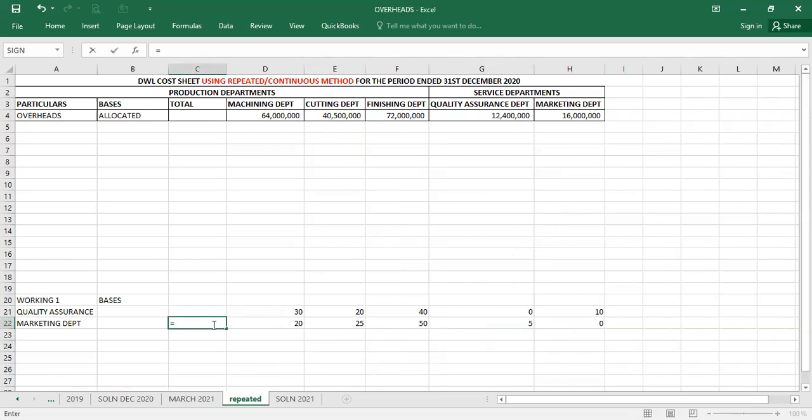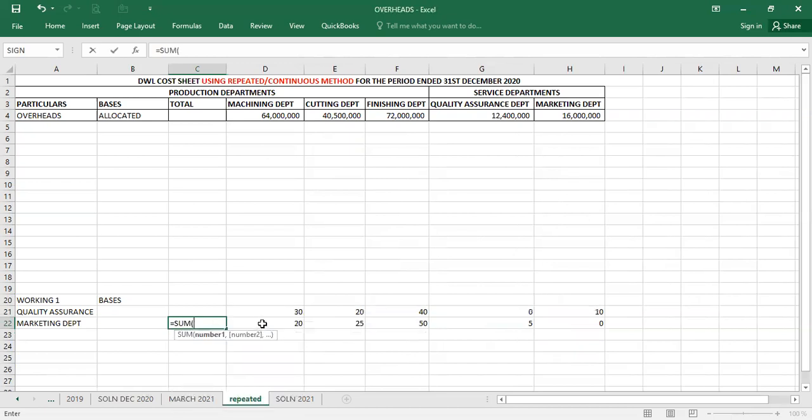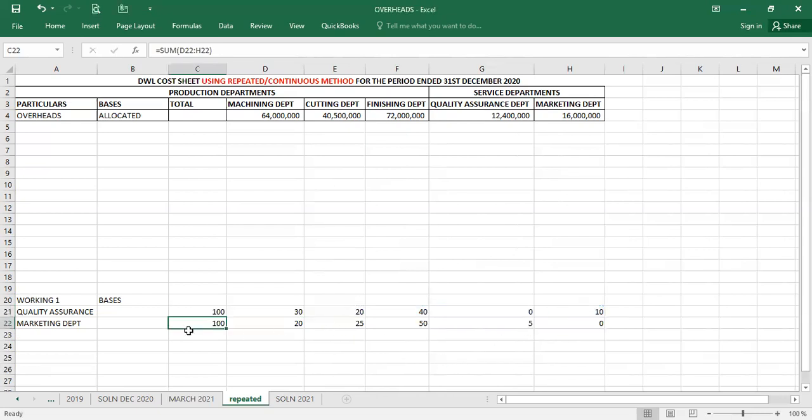But they told us we are distributing even the service department, we give to them. So we shall get the total from here, since we are even including all of them. Let's enter, that's 100. Sum. We are summing from here to that. It's also giving us a total. Then we also put one total.